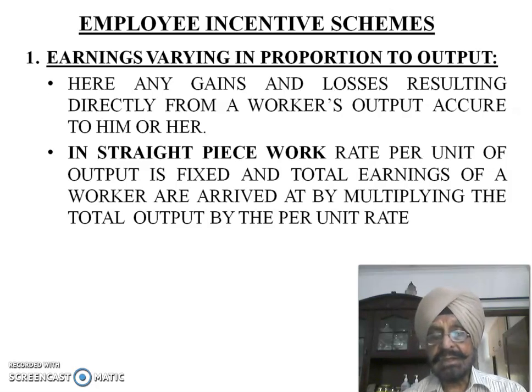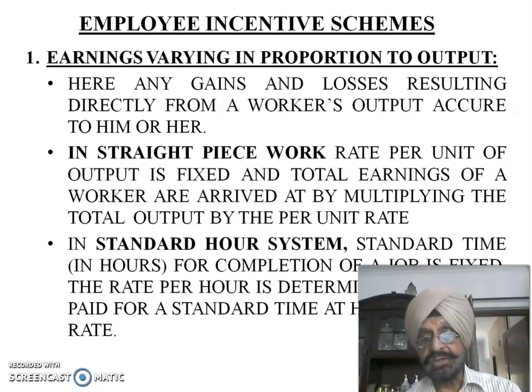Then the second point was the standard hour system. The standard hour system describes that the standard time in hours for completion of a job is fixed. So you have fixed the time that is required for a particular job. The rate per hour is determined. The worker is paid for the standard time at his or her rate. If the worker takes more time, then naturally he will not be paid much. But if he takes less time, then he will be paid more because his rate of doing the work will be faster than the standard time.